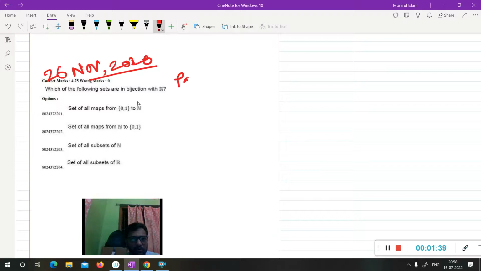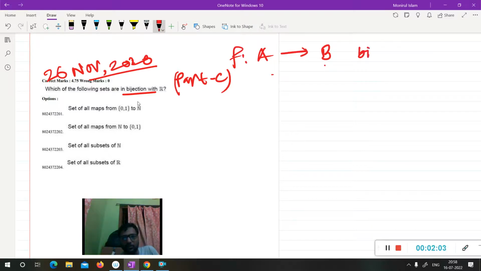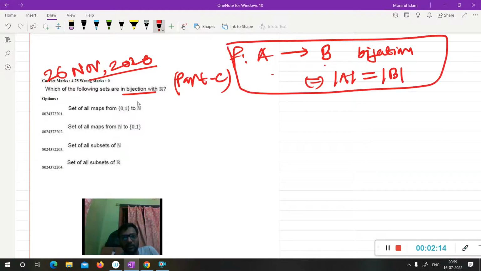This is a Part C question. Read the question thoroughly: which of the following sets are bijective with R? We know two sets A and B may have cardinality finite or infinite. Suppose there is a bijection between the two sets, then the cardinality of A will be the cardinality of B. If two sets are bijective, then both sets have the same cardinality. And if the sets have the same cardinality, then there is a bijection between them.